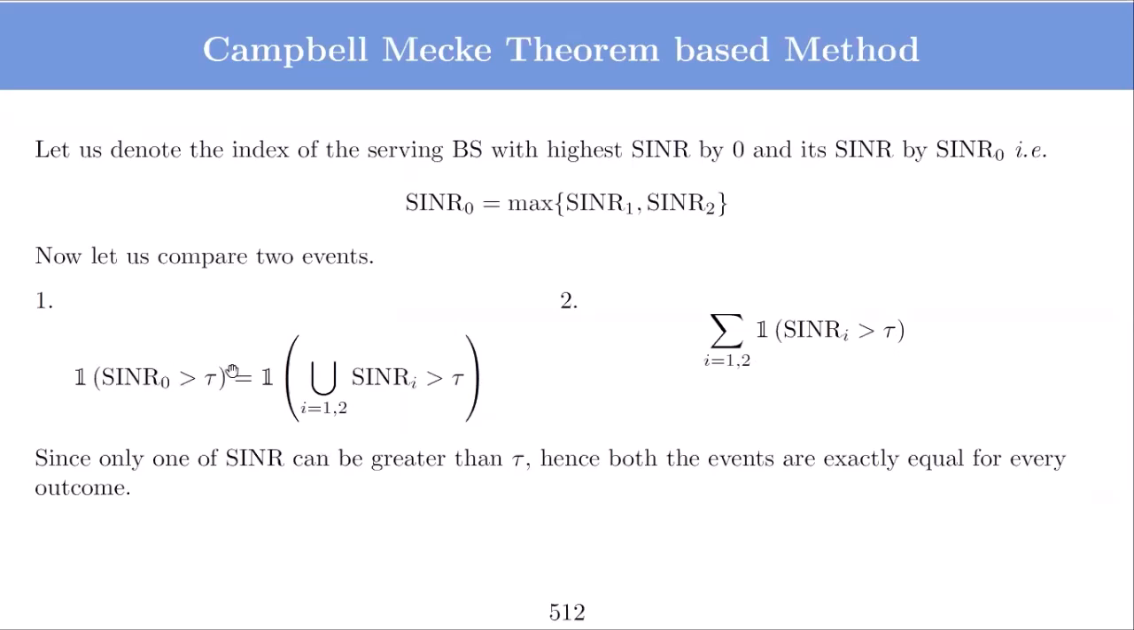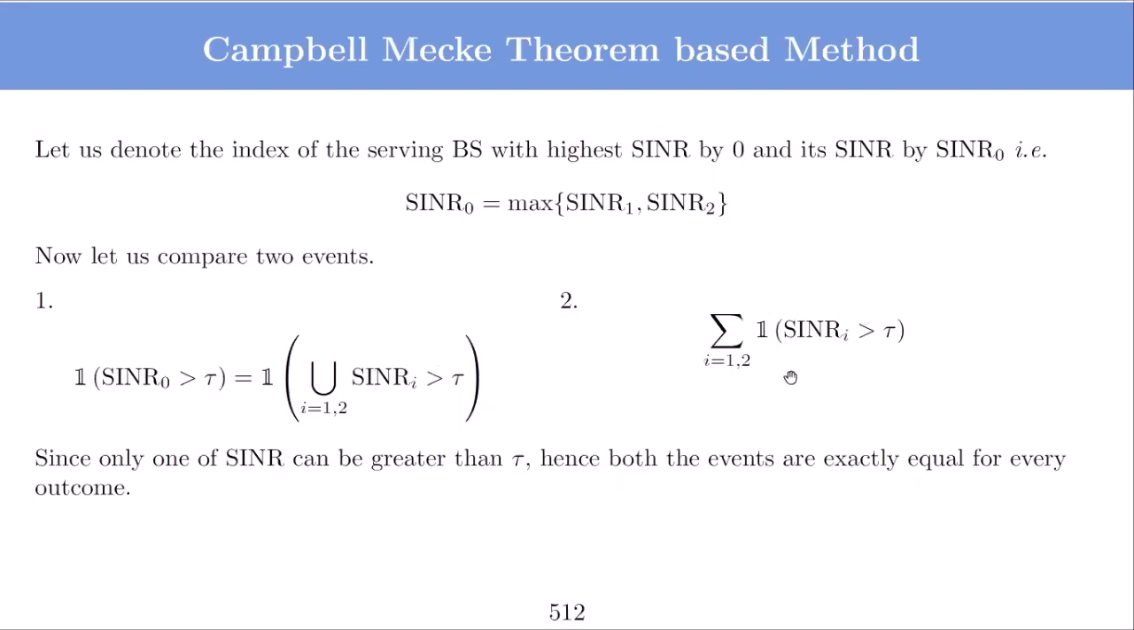So if you look at this one, SINR 0 is more than tau if either SINR 1 is more than tau or SINR 2 is more than tau. Okay. And it will be 0 if none of them is more than tau.